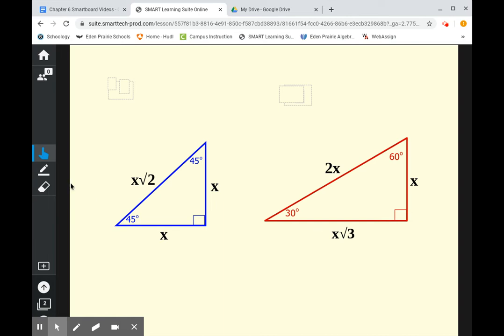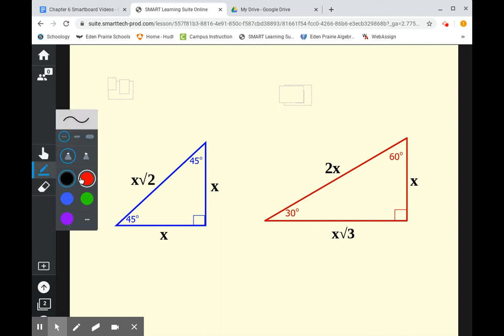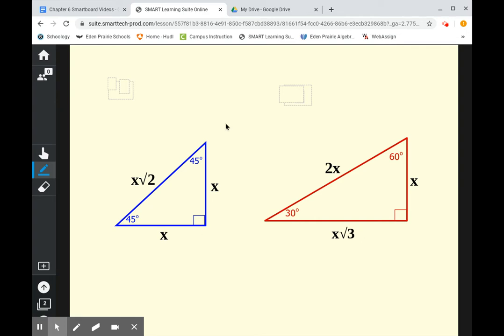So as an example, in the 45, 45, 90 triangle, if x were 5, that means that this leg would also be 5 because it's a special right triangle, which makes the hypotenuse 5 root 2. All right, that's for a 45, 45, 90 triangle.